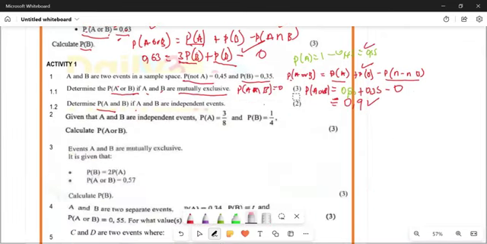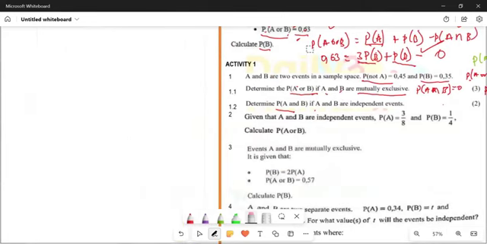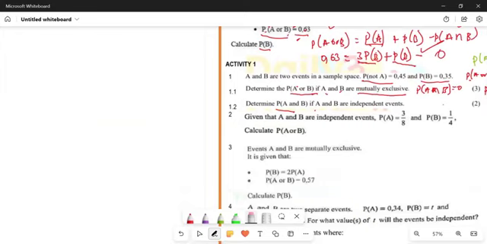Yes. Okay, let's go for independence then. The probability of A and B is going to be equal to the probability of A multiplied by the probability of B. Do we know the probability of A? Yes, we know it again. The probability of A is 0.55, multiplied by the probability of B, 0.35. And then what do we get as the probability of A and B? 0.19.